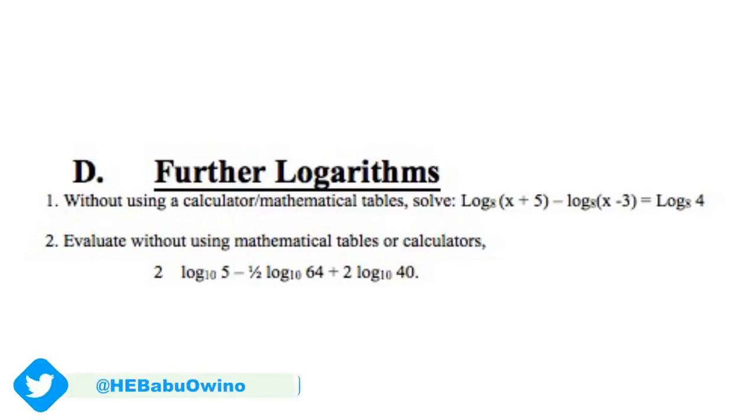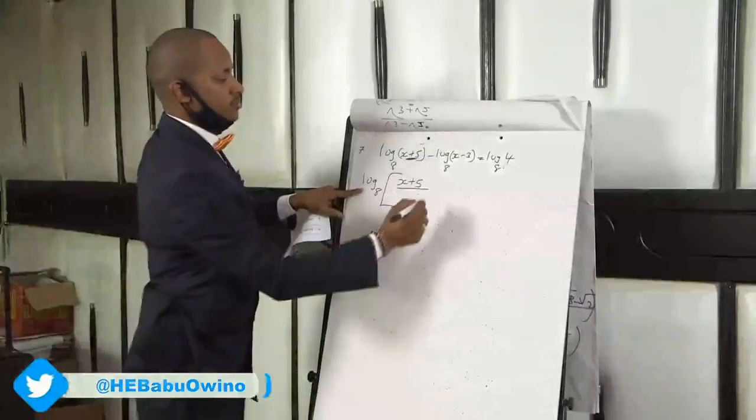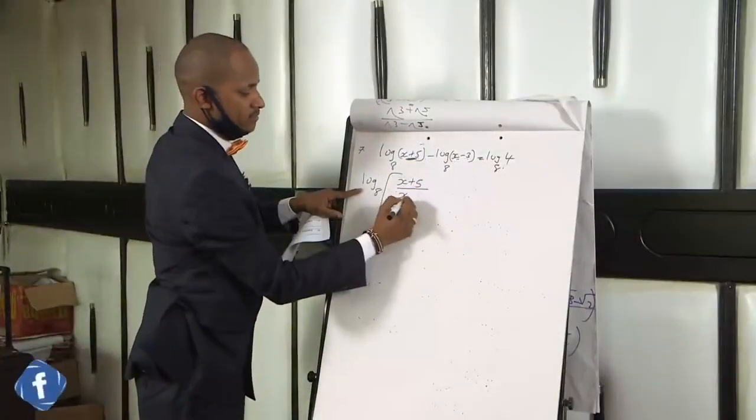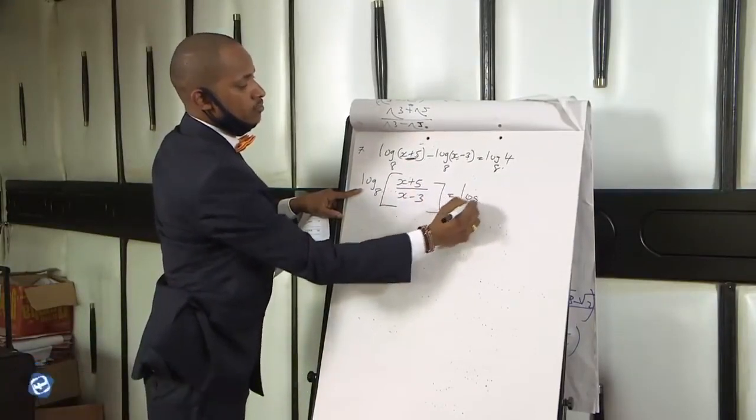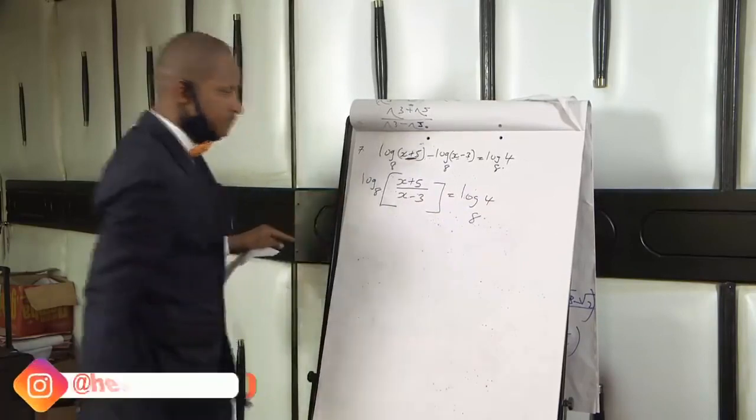Number 2, if they have the same bases, you collect the logs to the same base on one side. So you write log to base 8 of the first value you are given, x + 5. Then look at this sign. If it is minus in logarithm, when you collect logs to the same base, you change it to division. You divide by x - 3 equals log 4 to base 8.